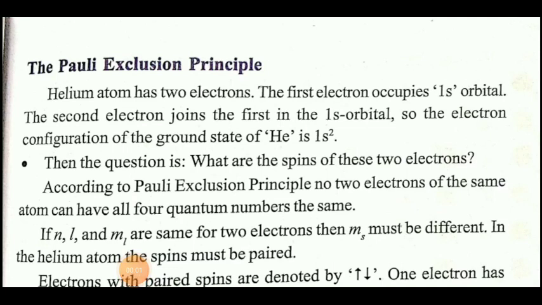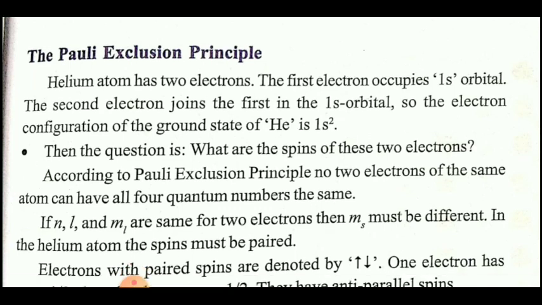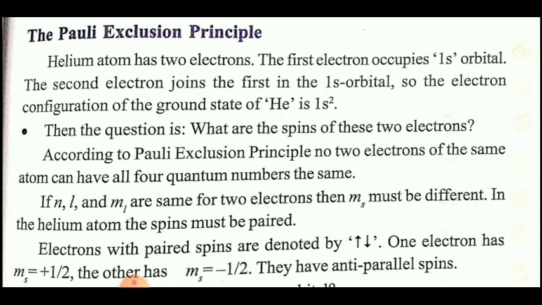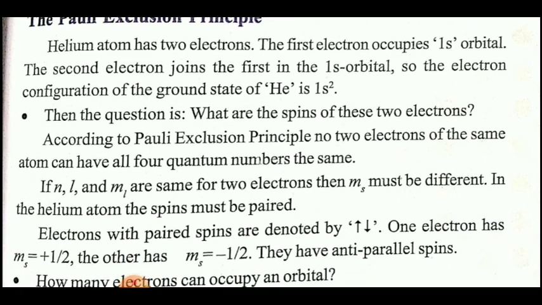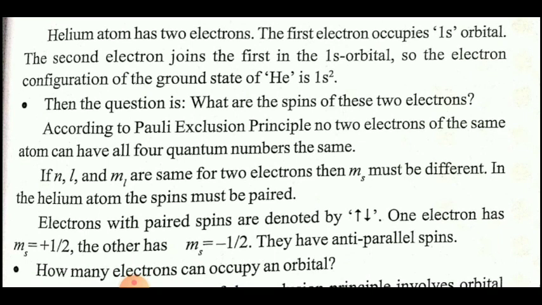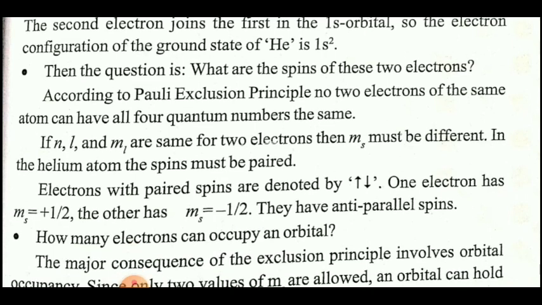The atomic number of helium is 2. That's why there will be 2 electrons in the helium atom. But the 1s orbital can bear 2 electrons. Means the first electron occupies the 1s orbital. The second one also joins the first one in the 1s orbital. So the electron configuration of the ground state of helium is 1s2.